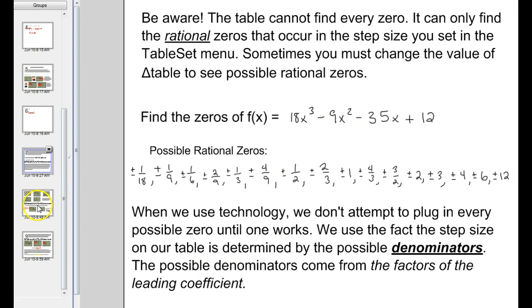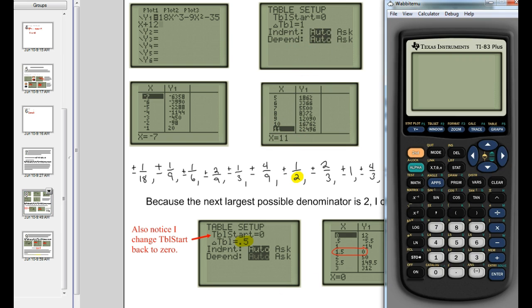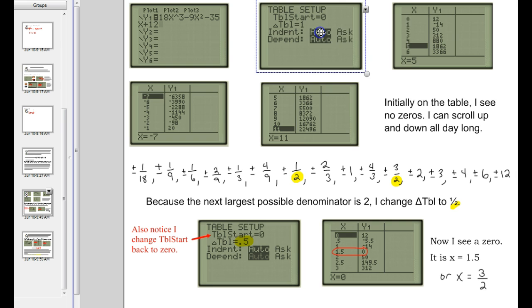So let's look at this particular polynomial. I plug in the polynomial. I make the table start at 0 and delta table equal to 1. I hit second graph to get the table, and this is what I see. 0 to 6, I see numbers getting bigger. I scroll up, I don't see any zeros. I scroll down, I don't see any zeros. I could go up and down all day long and never see a 0 in the y column, because there aren't any whole number zeros, plus or minus, that give me 0.